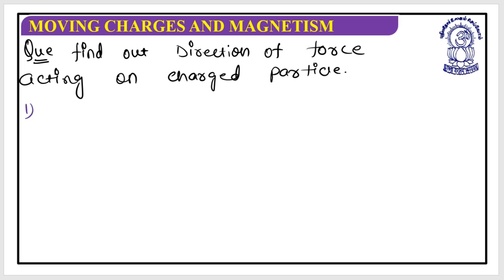Let's say first, the magnetic field is represented by a cross, that means it is inside the plane, and the positive charge plus Q is moving in this direction. This is the velocity. So find out the force, or the direction of force. At this point of time we are not interested in magnitude.